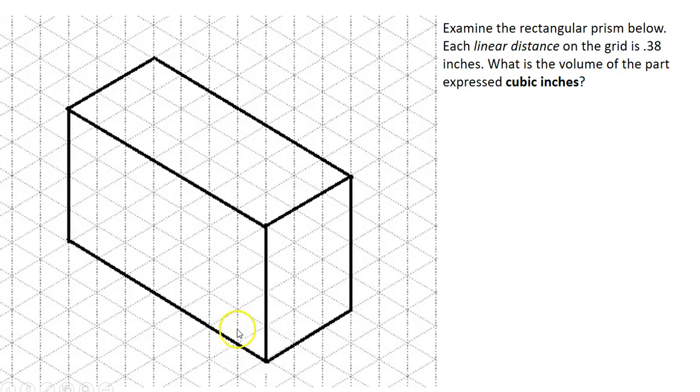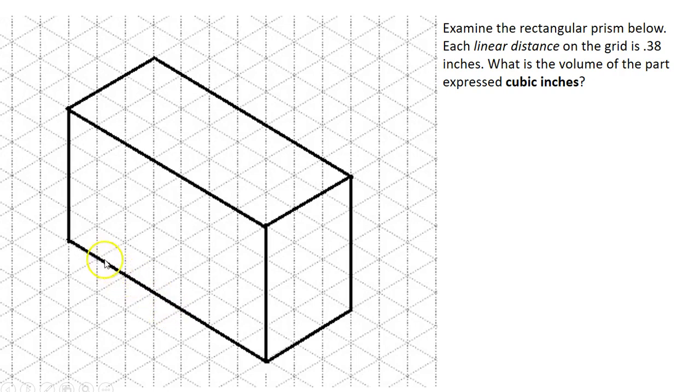It's only saying that in a linear sense, each one of these is a cube, and the linear distance is 0.38. So in this case, we're going to have to calculate the total number of cubes that make up this rectangular prism. As you look at the grid, we can assume that each one of these would be, let's say, a wood cube or a sugar cube.